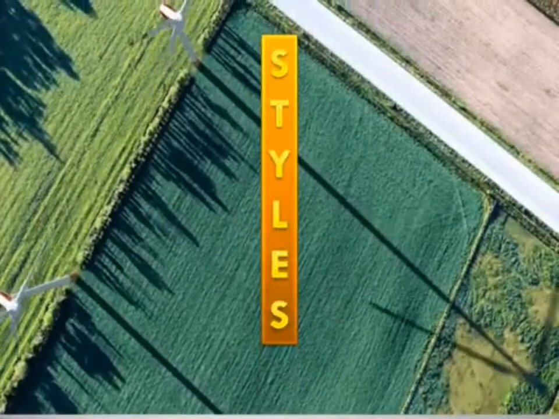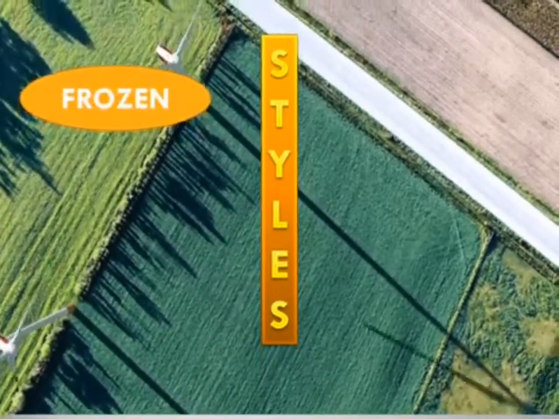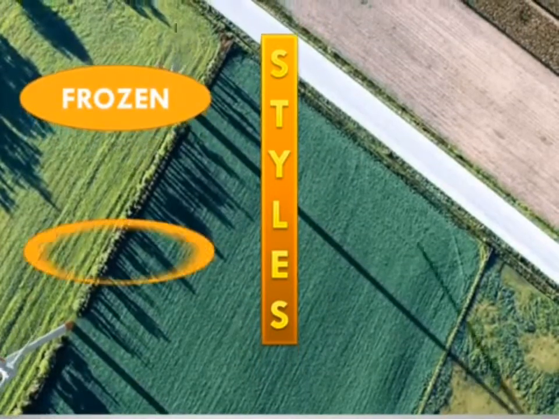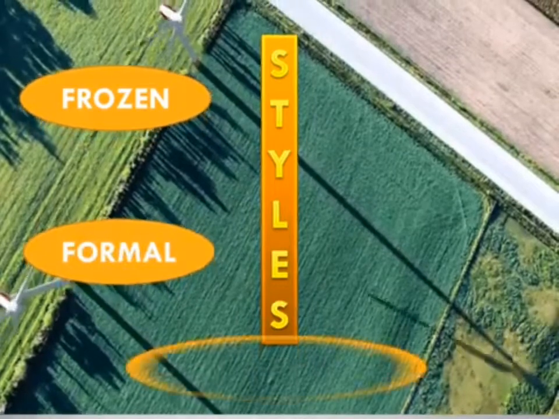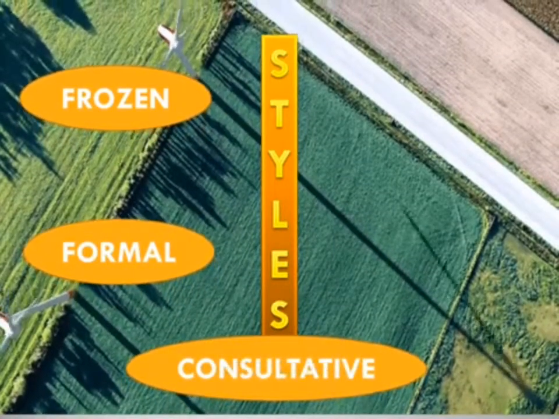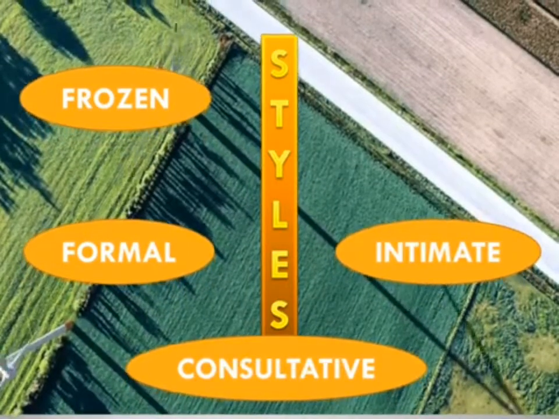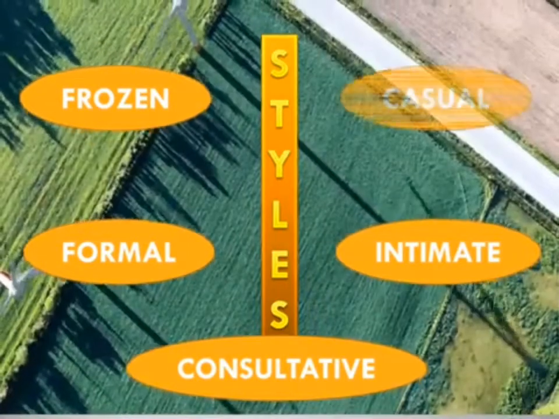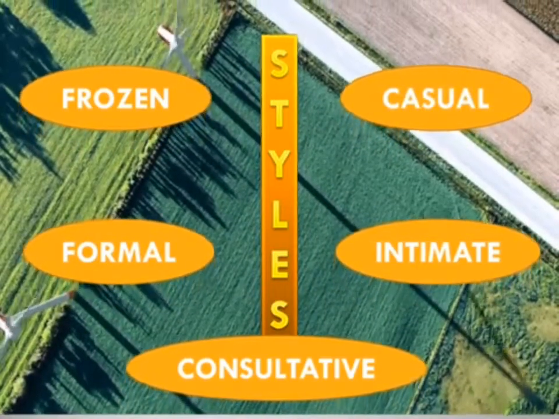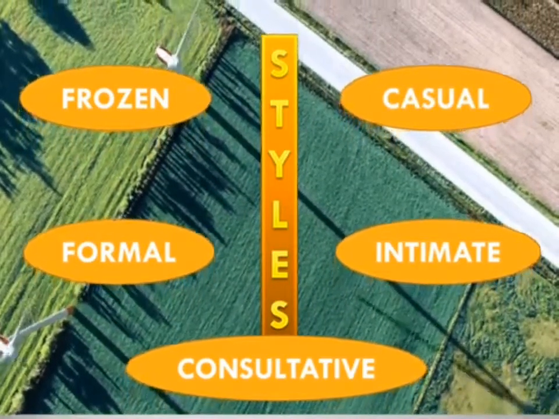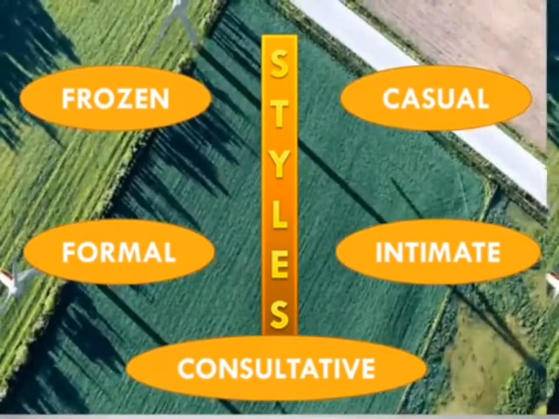These are the 5 communicative styles. The first one is frozen. Then we have the formal style. We also have the consultative style. Then we also have the intimate style, and also the casual style. Later on, as we progress with this lesson, we're going to tackle the definition of each of these styles.